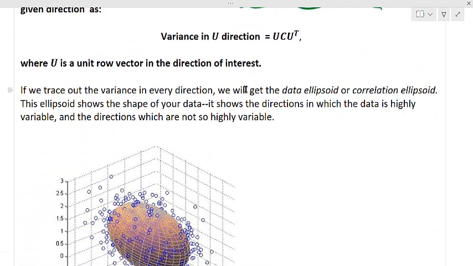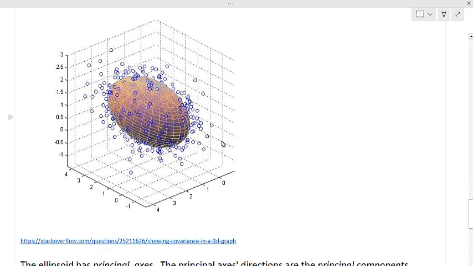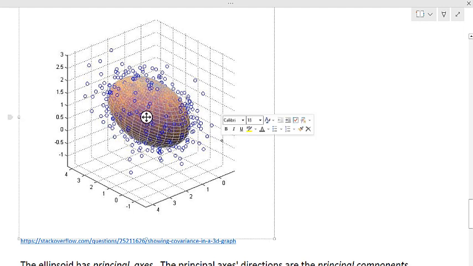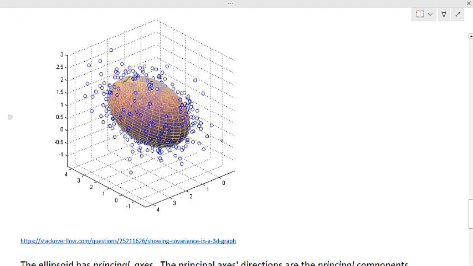All right. Using this tool, we could trace out the variance in every direction. And if you do that, what you're going to get is what's called a data ellipsoid, or a correlation ellipsoid. So here you have some picture. Here you have your data cloud in 3 dimensions, and then you have an ellipsoid that kind of follows the pattern of the data cloud. It gives me the shape of the data cloud.